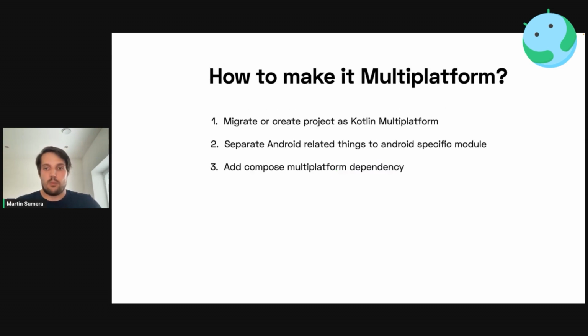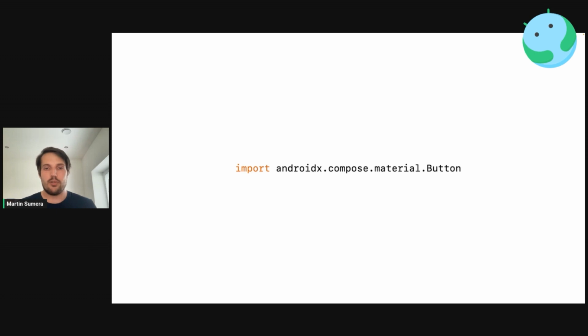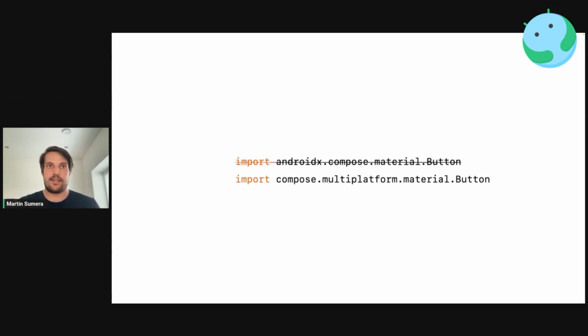Now, we need to add Compose multi-platform dependencies. You need to remove the old Jetpack Compose dependencies and add new Compose multi-platform dependencies and plugins to your Gradle files. It uses the same naming and almost the same modules as the Jetpack Compose version. When I was looking at the multi-platform code of Compose for the first time, I thought that I would need to remove Android X Compose dependencies and replace them with the multi-platform version, somehow like this.